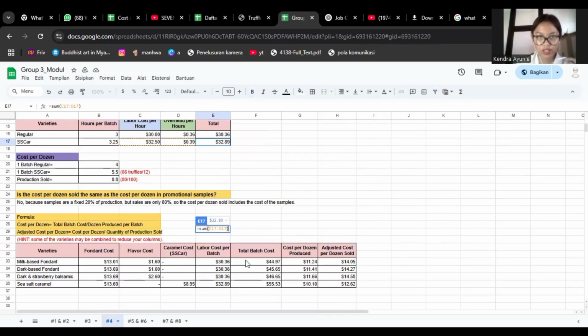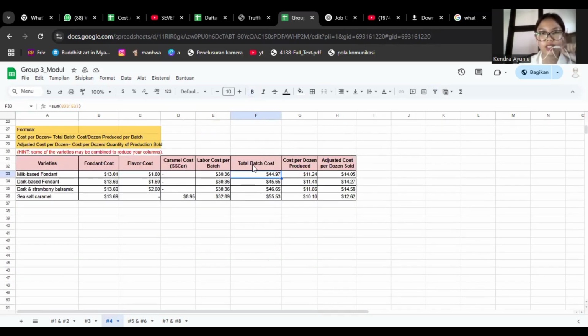Then what we're going to calculate here is the total batch cost. We just sum all of this to here, this row and also this row, because this one is empty, and we got a total of 44.97 cents for the milk based fondant. For the dark based fondant it's the same calculation, summing all this row and this row, and the same for the sea salt caramel. So we got four different prices because it costs different for each variety. That's the total batch cost, the total for making one batch of truffles.